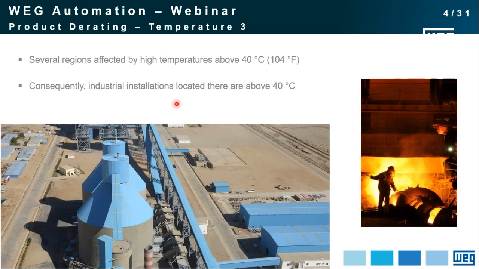But even if the ambient temperature is not high, your application, your industry, may create a lot of heat. So let's take this example on the right side of this slide. Here we have a foundry, a blast furnace. Can you imagine how much heat this equipment can create in the environment? Your equipment is probably going to be close to it, so it's going to be affected by this temperature.